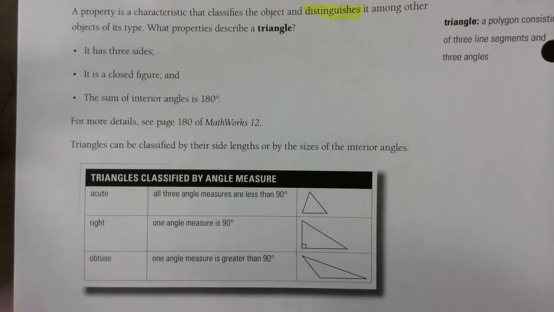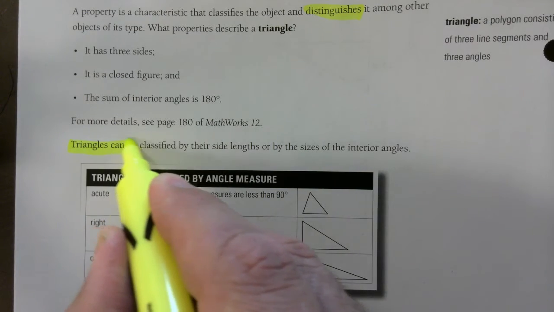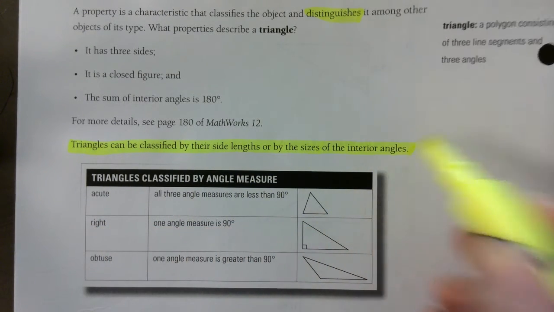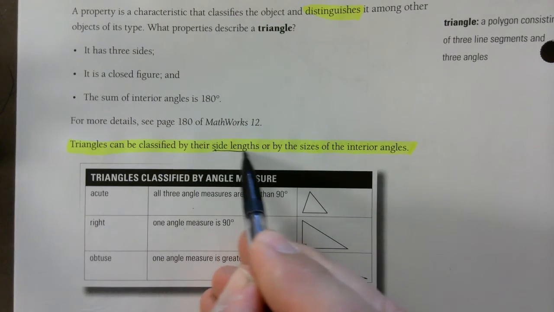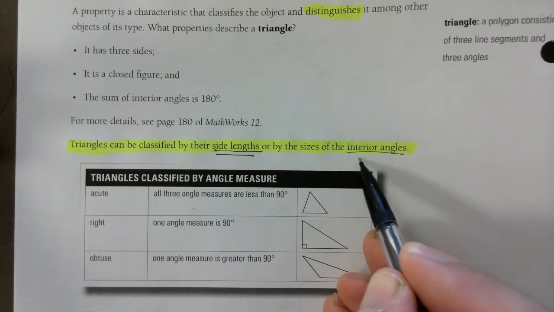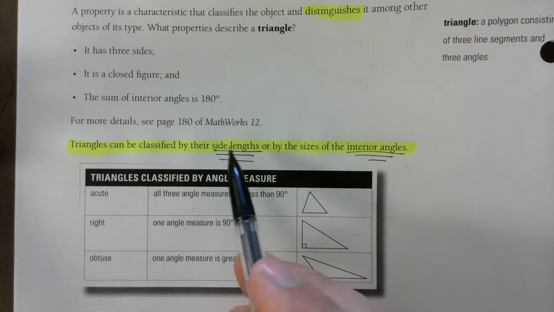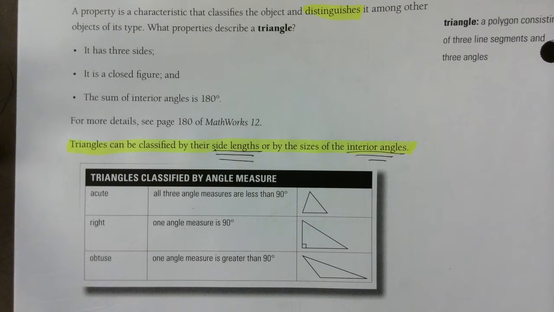Triangles can be classified. This is important. Triangles can be classified by their side lengths and sizes of the interior angles. Can you underline side length? Side lengths like this, and the interior angles. Just make sure that that's emphasized, or circle it. We name them by the side length and the interior angles.